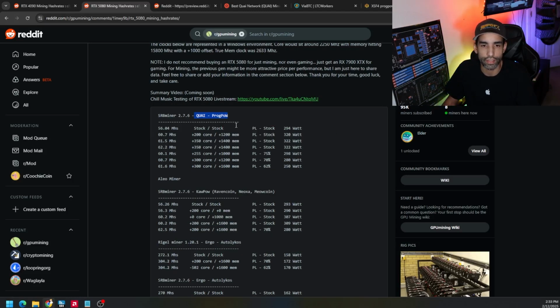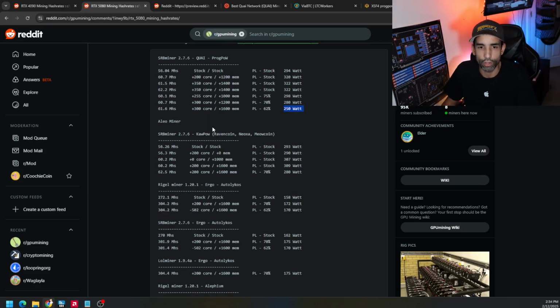But we got Qubic here, basically the best one that I found is to sit around that 70% power limit and push the mem as high as I could go. And it looks like I could push the mem even further, so I went all the way up to 1600 and I still feel like I have more headroom. It's still stable. And I pushed the core up to 300, netting me 61.6 mega hash at 250 watts. That's not too bad.